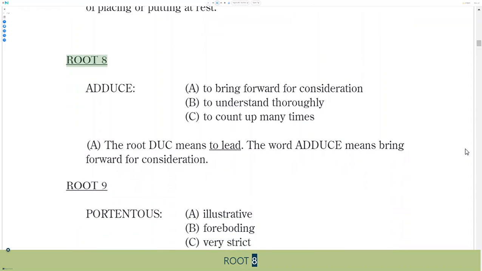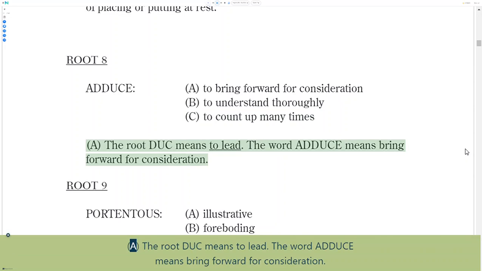Root 8. Adduce. A. To bring forward for consideration. B. To understand thoroughly. C. To count up many times. A. The root DUC means to lead. The word adduce means bring forward for consideration.